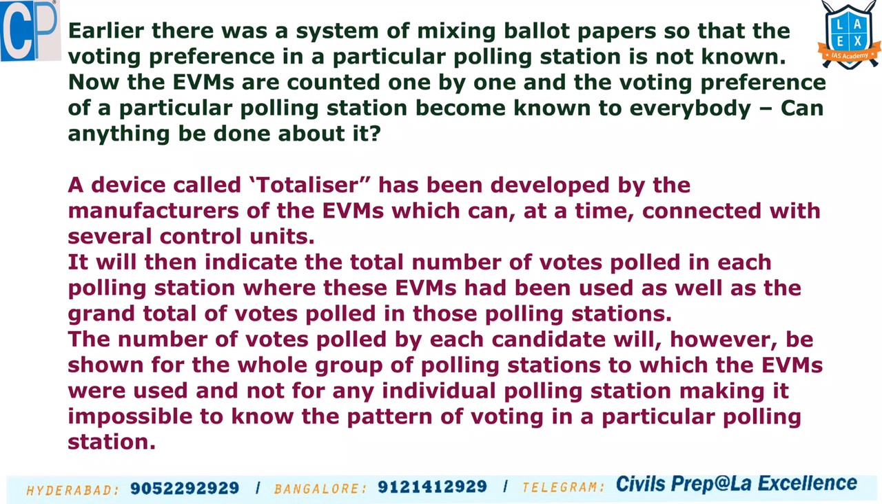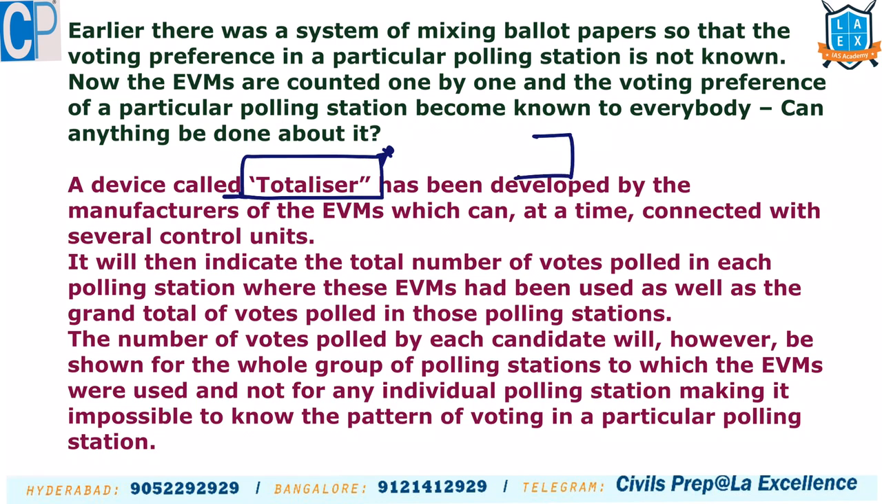Then there is a question. Earlier, when we were using ballot papers, we used to mix all the ballot papers of a particular constituency at one place so that the voter preference of a particular polling station is not known. But how can we do it with the EVM? That's the question. For that, the Election Commission of India has introduced a machine known as the Totalizer Machine.